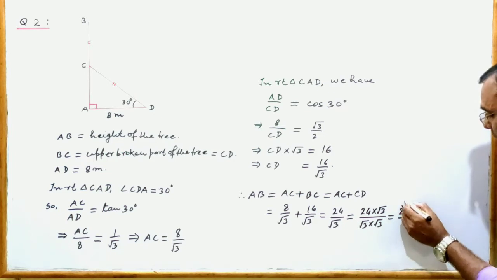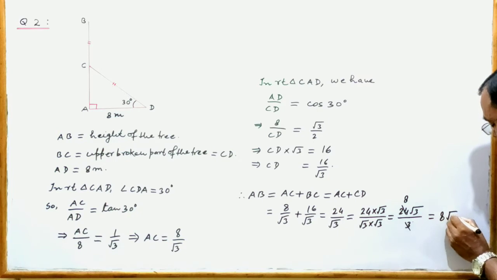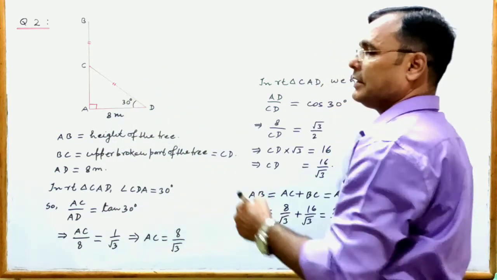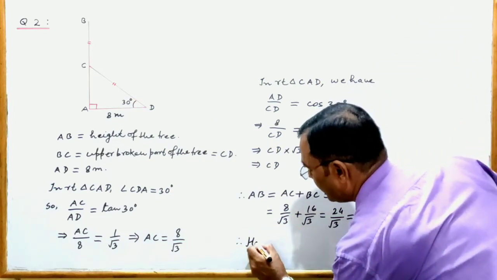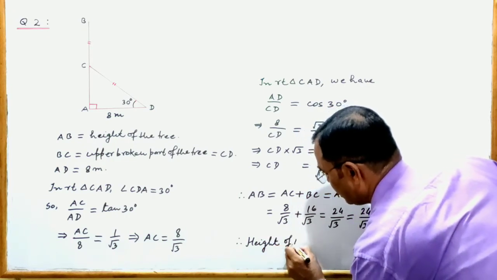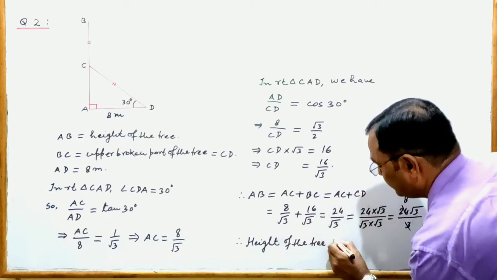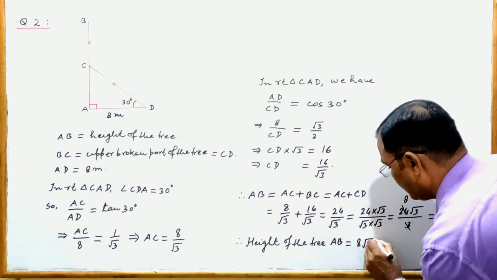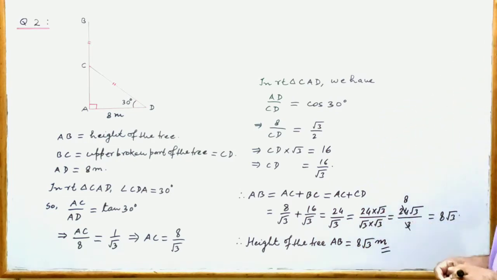3 8 root 3. So this is AB, and AB is height of the tree. So therefore height of the tree AB is equal to 8 root 3 meter, and this is the answer.